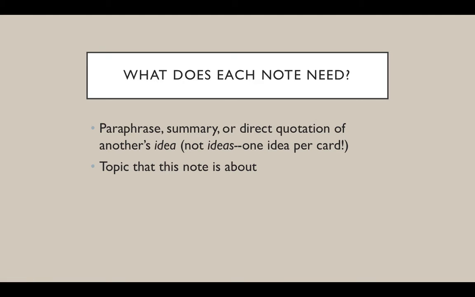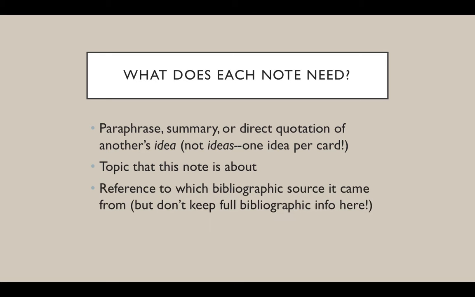Second, you want to summarize that note in a word or a phrase. That's the topic that the note is about. It'll be clear in a couple of minutes why that is important. Third, you need some kind of a reference as to which bibliographic source this note came from. So you don't want to keep the full bibliographic information on each note card. That would take too long. So some kind of a system where you can connect the note that you're taking to the source it came from. And then finally, if the source was a print source, you need to indicate even the page number. If it's a web source, there's no need for page numbers.